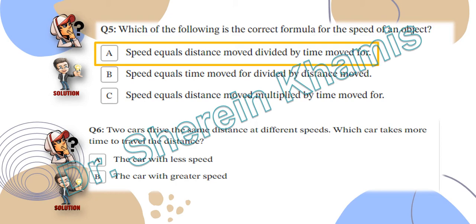If it takes more time, it will have a lower speed. So the car with the lower speed takes more time, but the car with the higher speed takes less time. If we compare two runners, the one who takes little time has a greater speed.